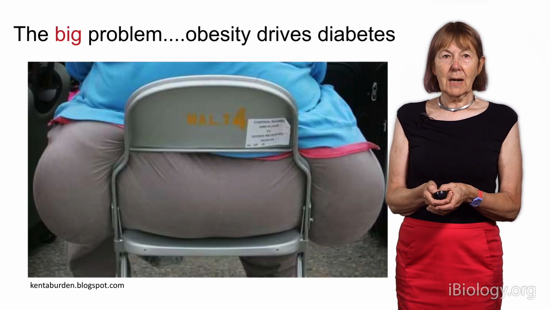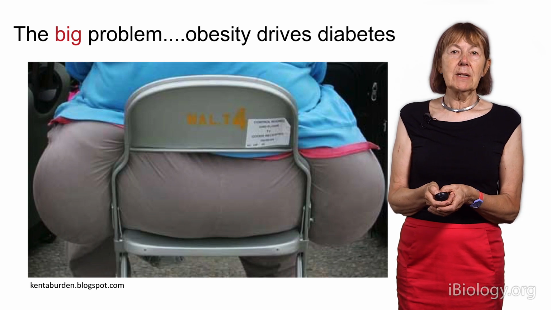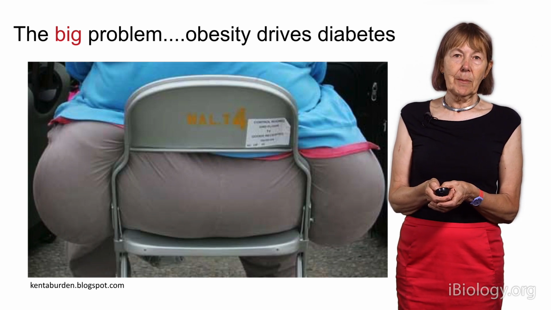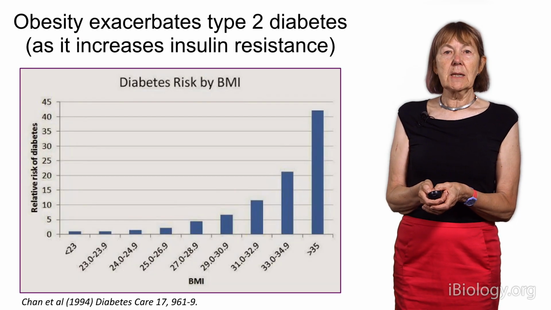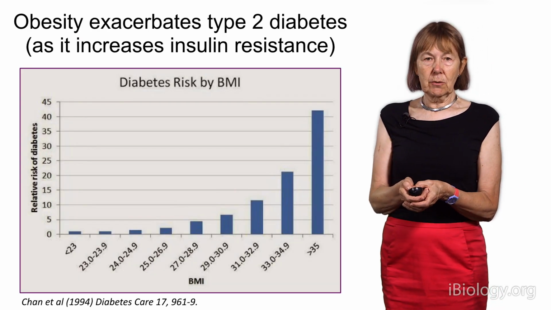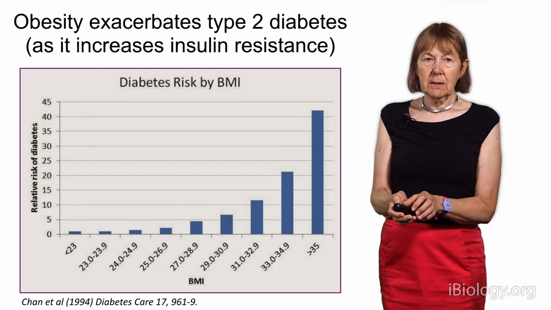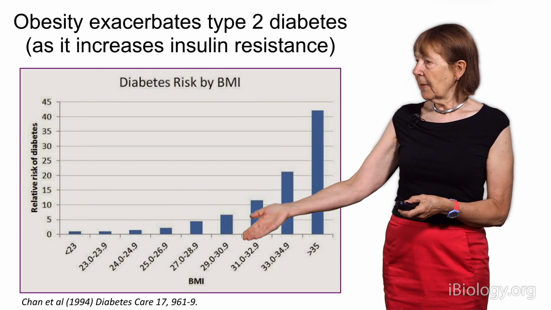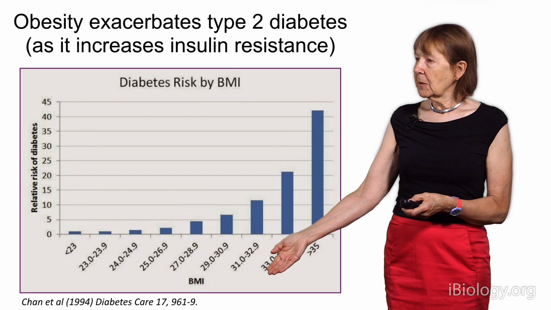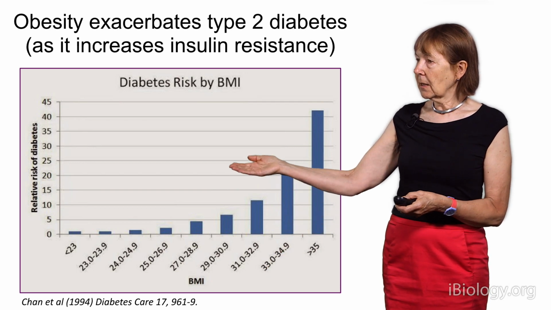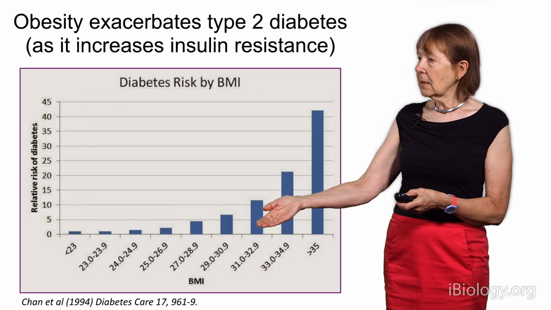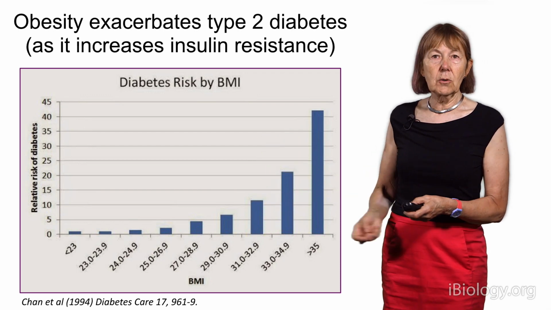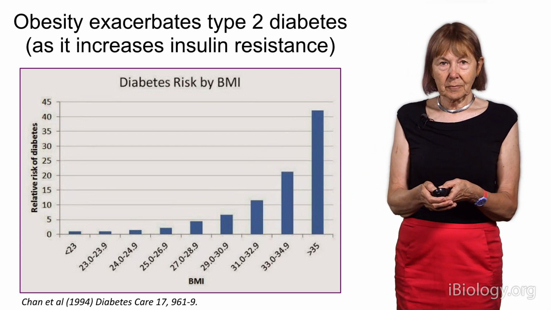The big problem with type 2 diabetes, and the reason that diabetes is increasing so rapidly today, is obesity. Because obesity exacerbates the risk of type 2 diabetes. And that can be seen very simply here, where the body mass index, the BMI, is plotted against the relative risk of diabetes. And you'll see that as body mass index rises, then the risk of diabetes also increases.